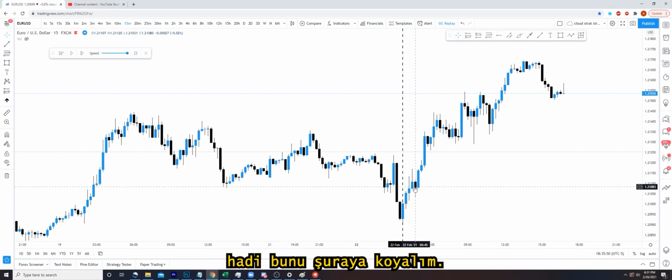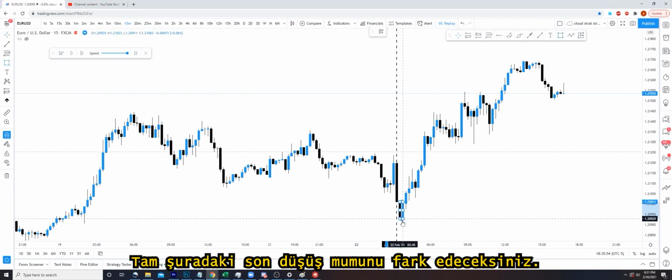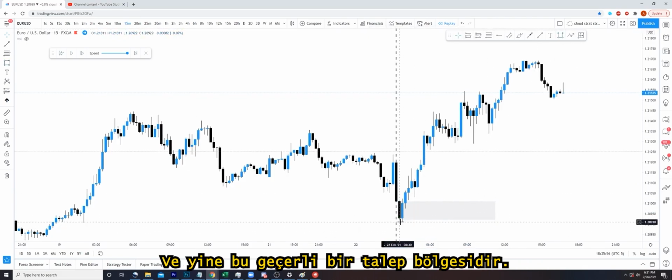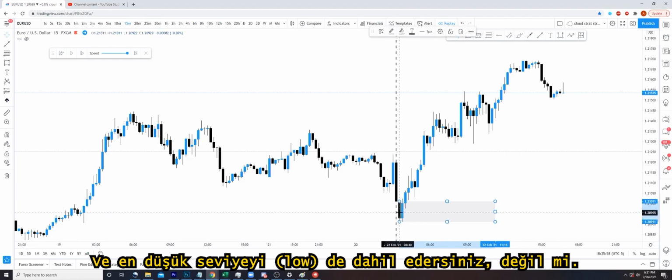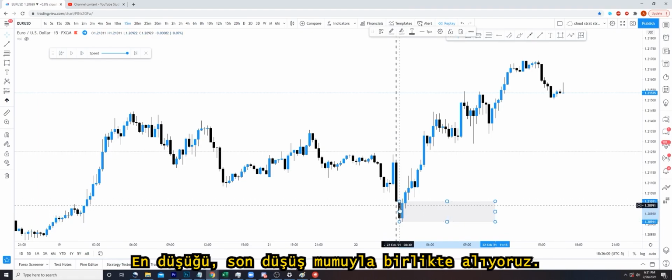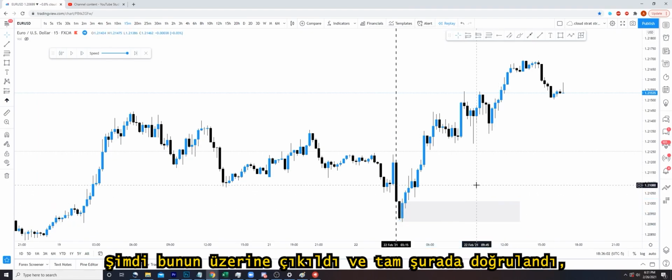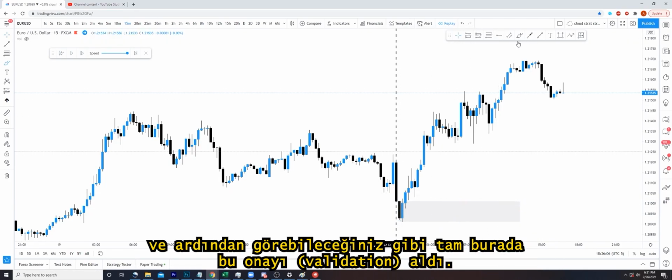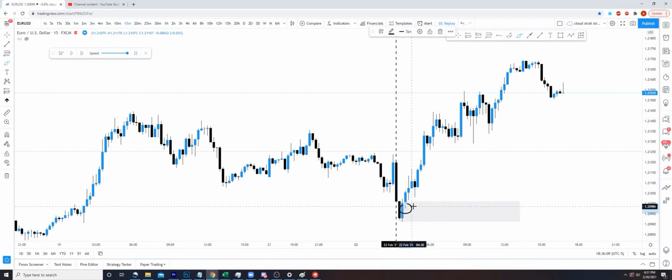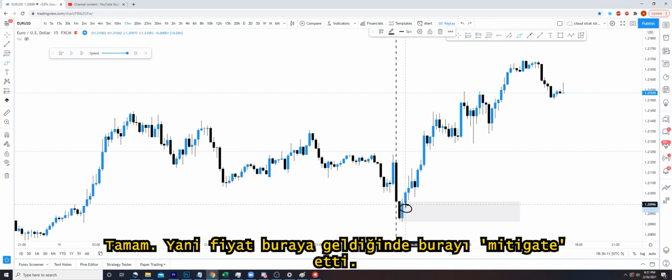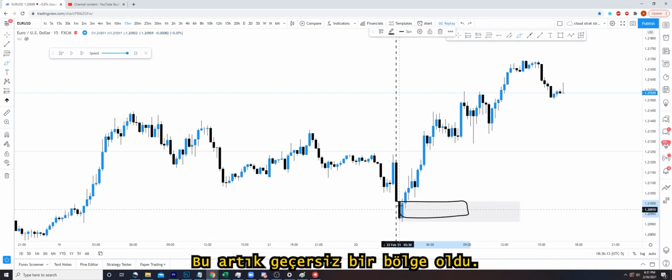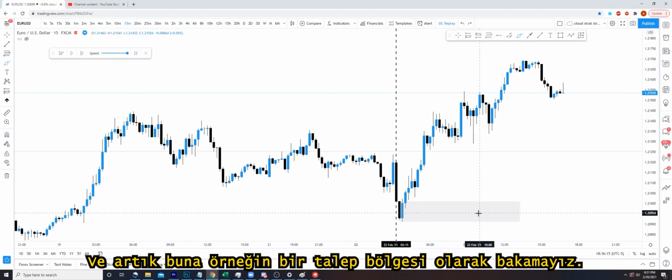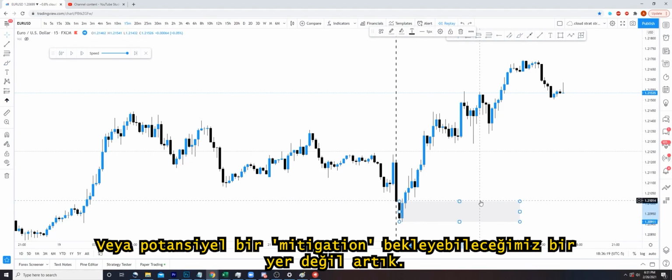So just looking at this, you'll notice this last down candle right here. And again, that is a valid demand zone, and you put in the actual low as well, taking in the last down candle with the low. Now, that got traded above and validated right here, and then had this validation right here. So when this came and mitigated it, this became an invalid zone, and we can no longer look at it, for example, as a demand zone where we can expect potential mitigation from.